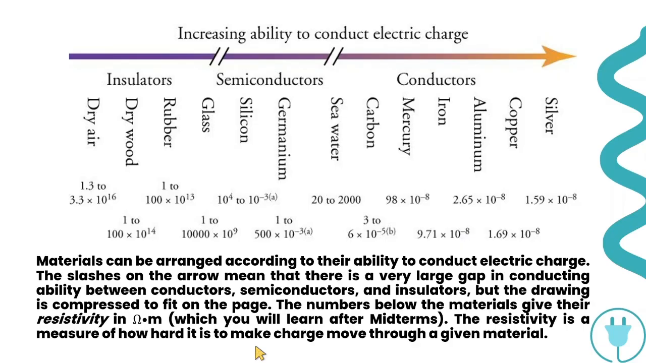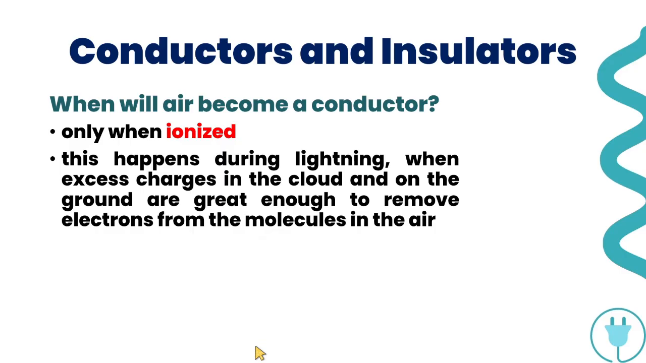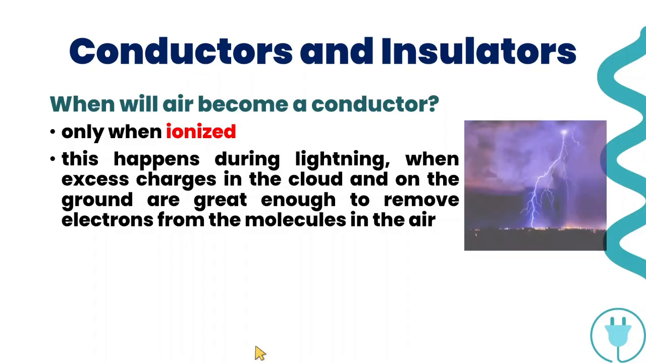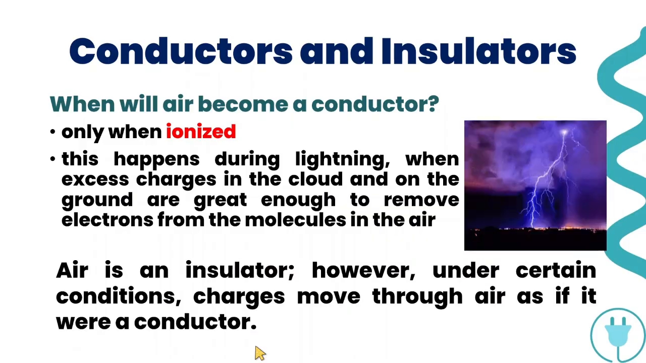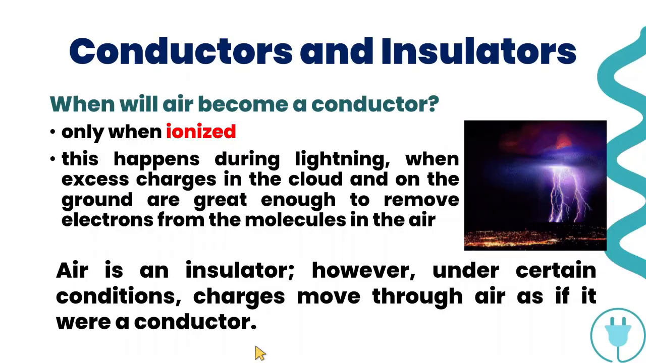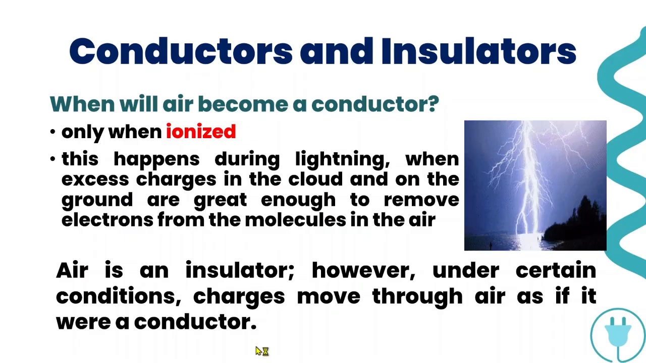We've talked about the air. So when will air become a conductor? We know that air is an insulator, but when will it become a conductor? The answer is only when it is ionized. And when will this happen? This happens during lightning, when excess charges in the cloud and on the ground are great enough to remove electrons from the molecules in the air. That's a phenomenon called lightning, because basically air is an insulator. However, under certain conditions, charges move through air as if it were a conductor.